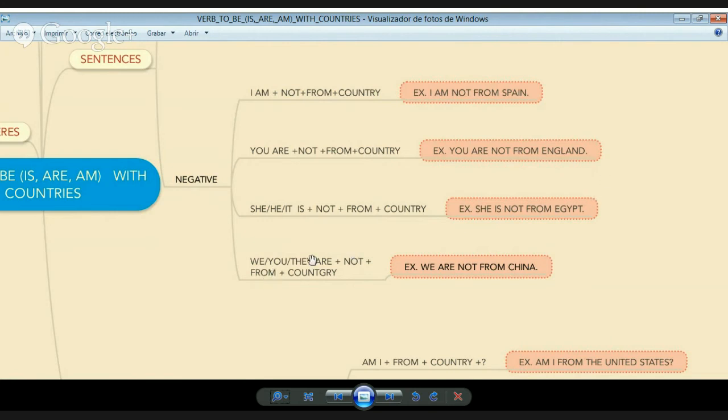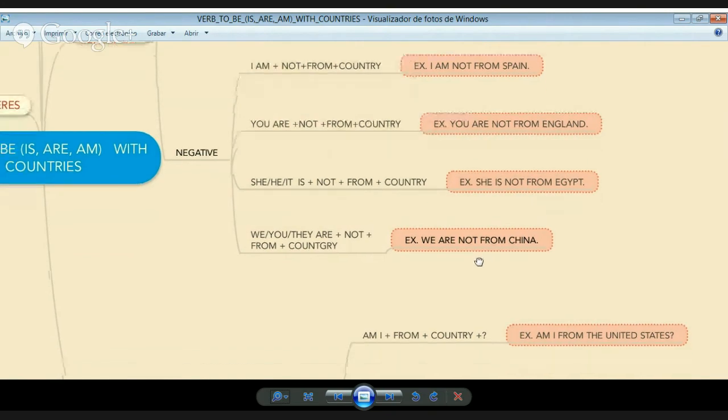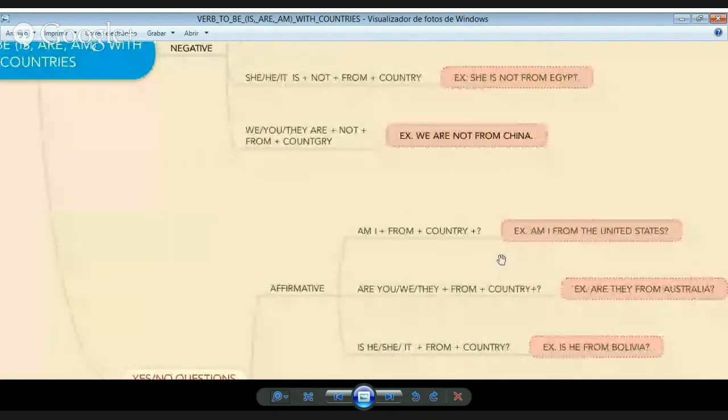So you can say, for example, I am not from Gotaire. I am not from Pekin. Okay? If we continue with this, so you can move on to the other example. We, you, and they. So you have, we are not plus from plus the country. Sorry, this is a finger mistake. So you have, we are not from China. We are not from any country, okay? So basically you can play with the countries and the nationalities.